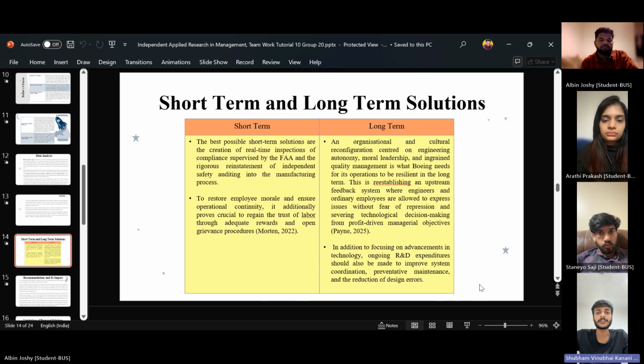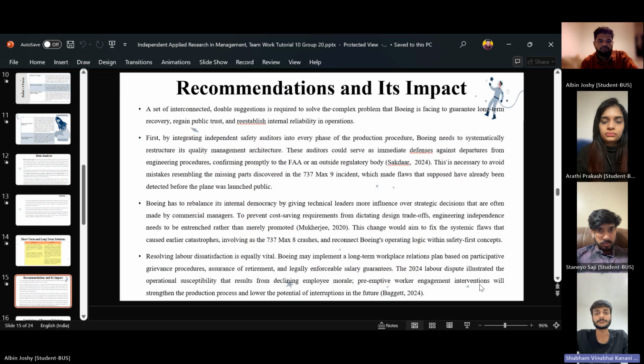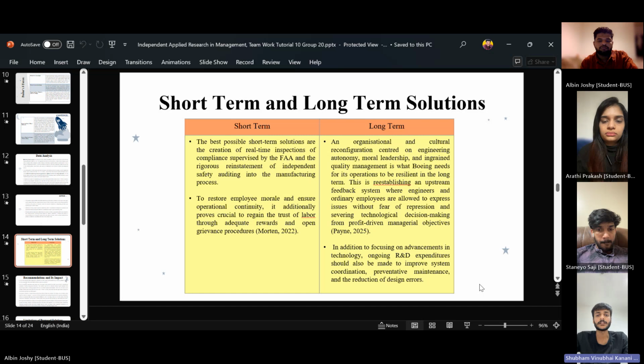Long term, an organizational and cultural reorganization centered on engineering autonomy, moral leadership, and ingrained quality management is what Boeing needs for its operations to be resilient in the long term. This is restabilizing an upstream feedback system where engineers and ordinary employees are allowed to express issues without fear of repression, and separating technological decision making from profit driven managerial objectives. In addition to focusing on advancements in technology, ongoing R&D expenditure should also be made to improve system coordination, preventative maintenance, and the reduction of design errors.